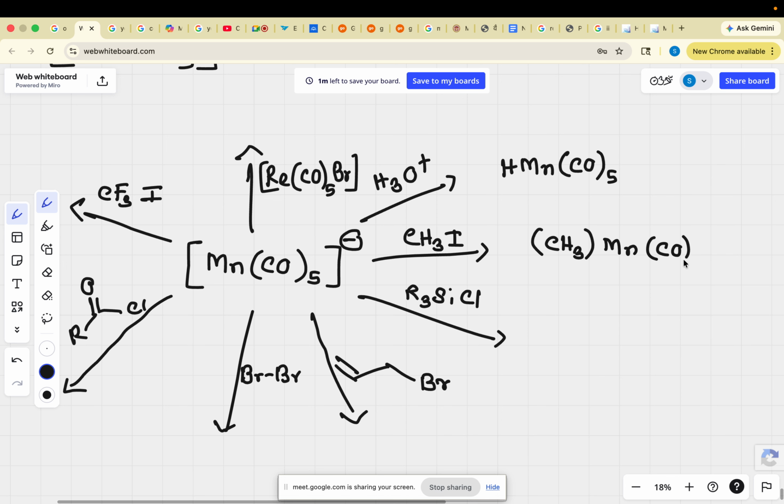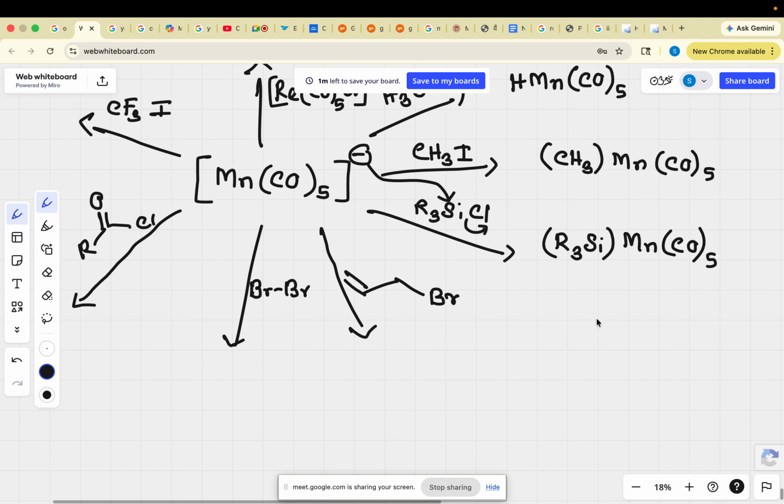Next, R3SiCl: the manganese CO5 negative charge will attack on the silicon center, and chlorine will leave from here. So I will get R3Si, then manganese CO whole 5. With allyl bromide, bromine will leave and it will attack the carbon center, so basically you will get like this.